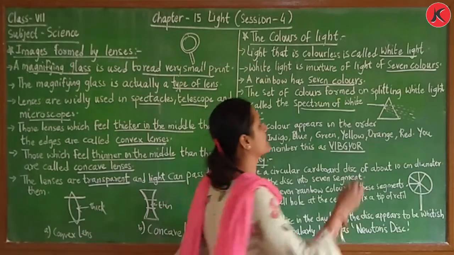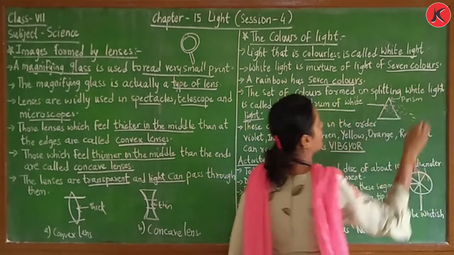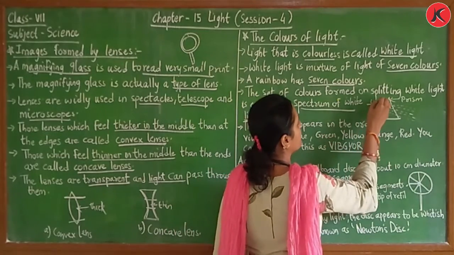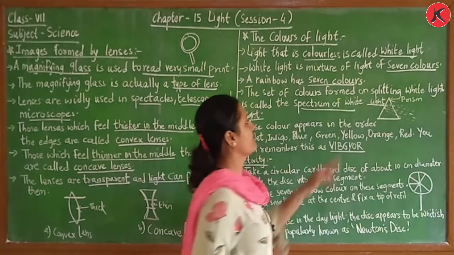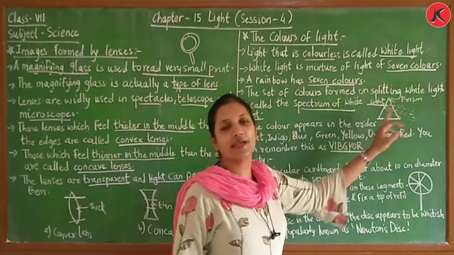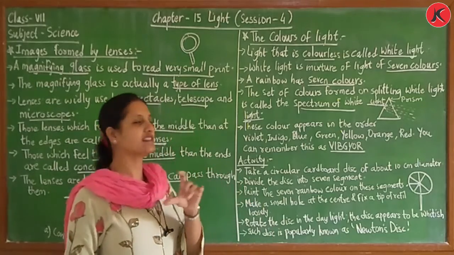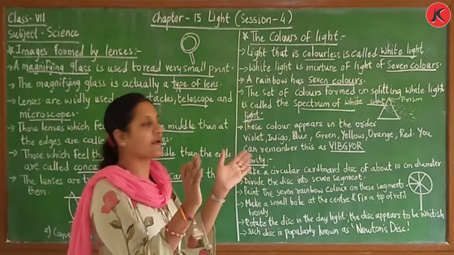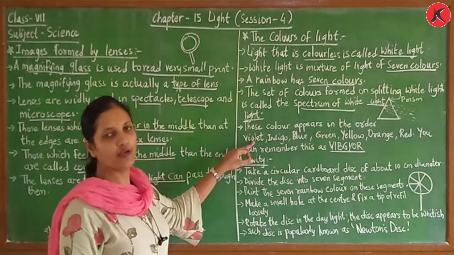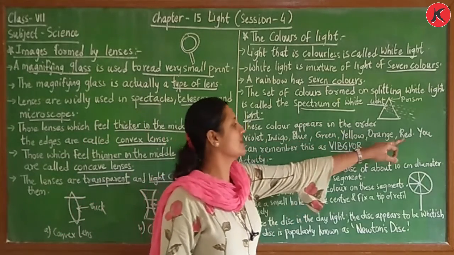Now this is prism, okay? This is prism. Now when a beam of light is passing through the prism, you can see different color lights. Now which color you can see when the light is spreaded? These colors appear in the order violet, indigo, blue, green, yellow, orange and red.